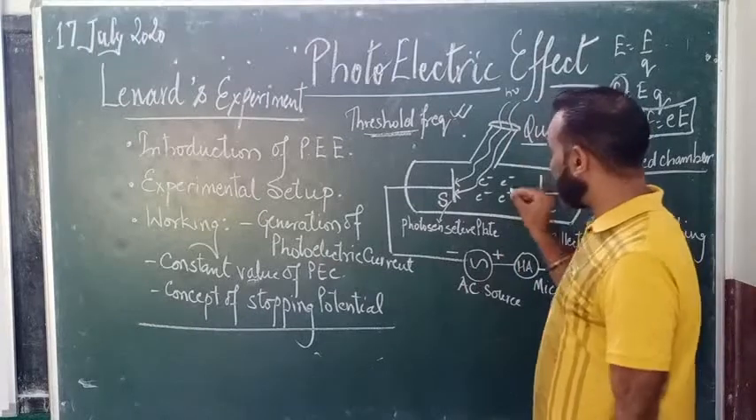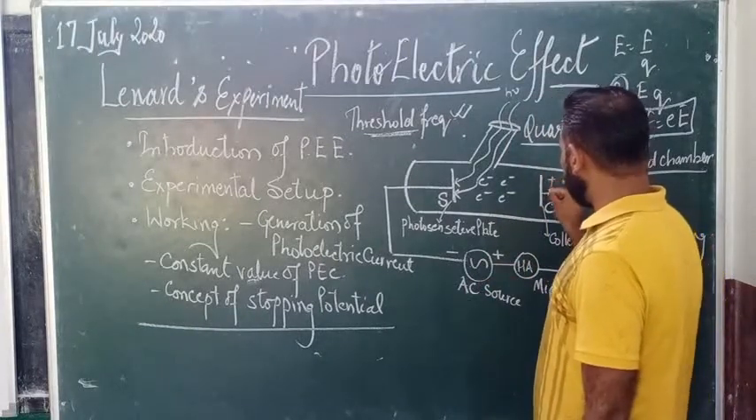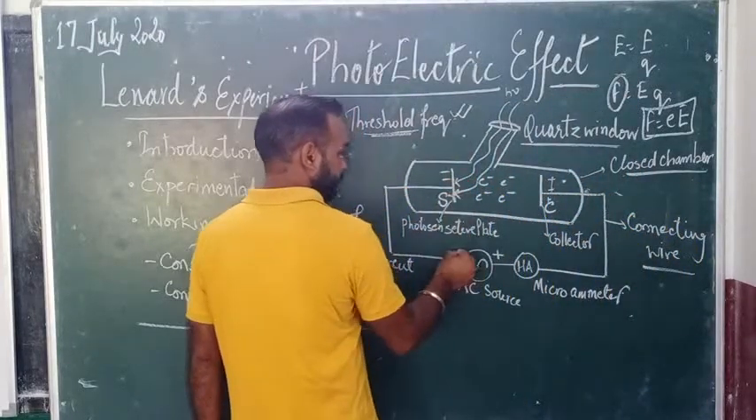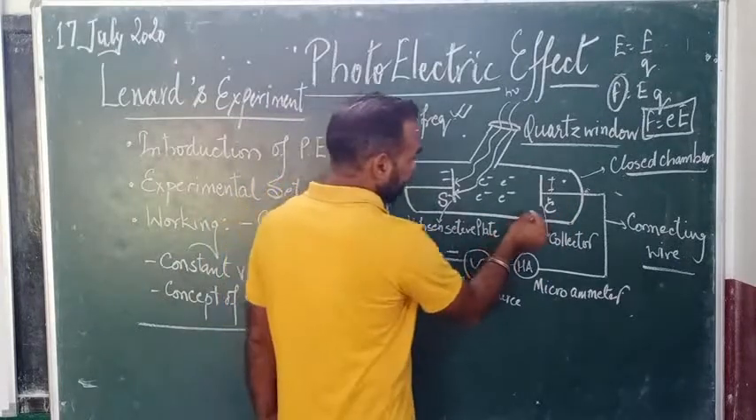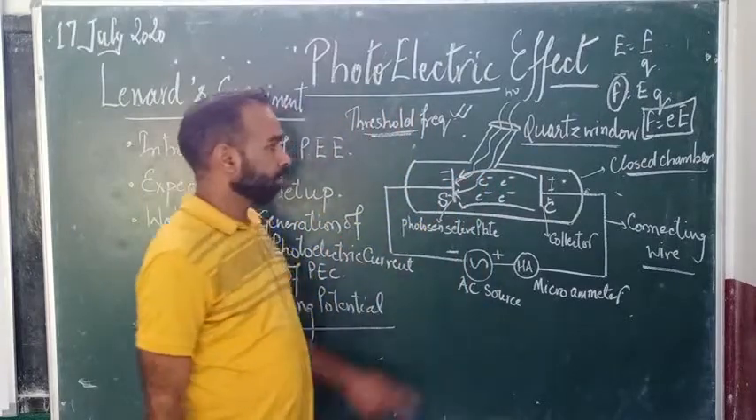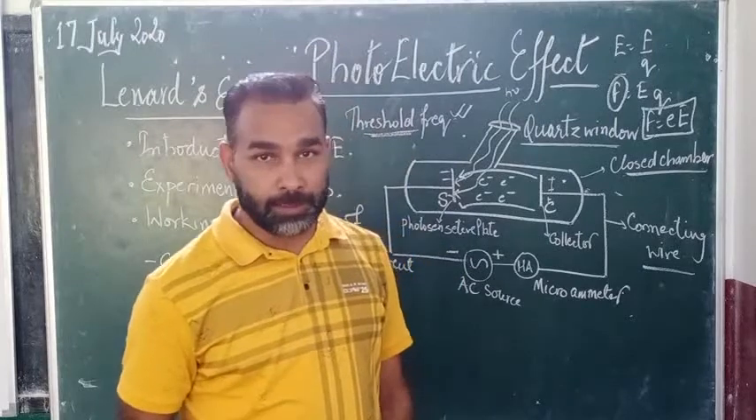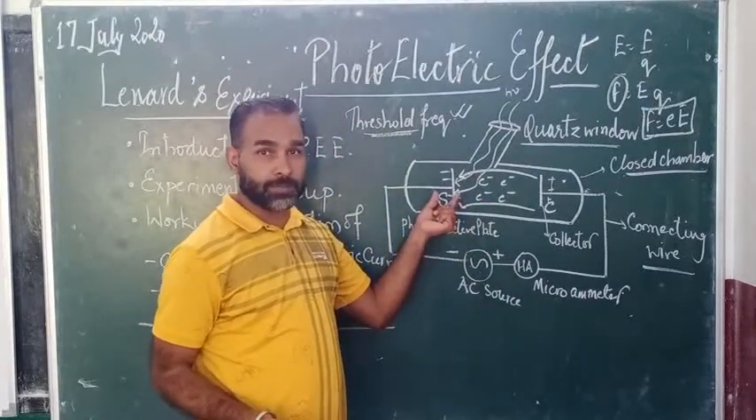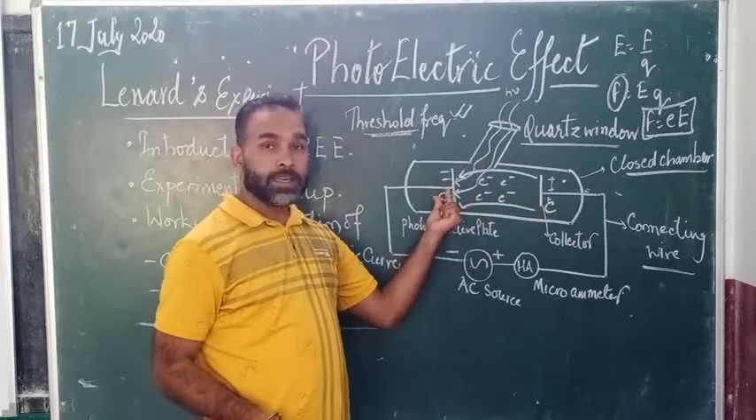Now electrons have been emitted and the AC source is on, so this side of the plate is positive and this side of the plate is negative because of this negative and positive. So an electric field will establish from here to here, from positive to negative. This will be the electric field. You already know, in the first chapter you must have studied, the electric field will establish from positive to negative.